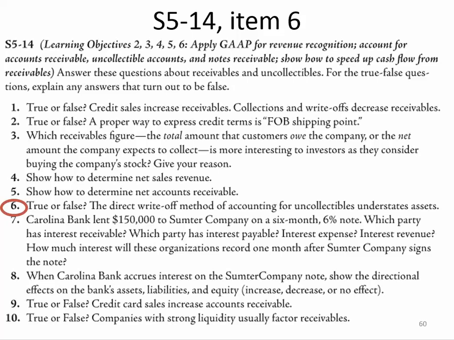Number 6, the direct write-off method of accounting for uncollectibles understates assets. Is that true or false? That is false. The direct write-off method overstates assets because it fails to show the amount of the receivables the company actually expects to collect.